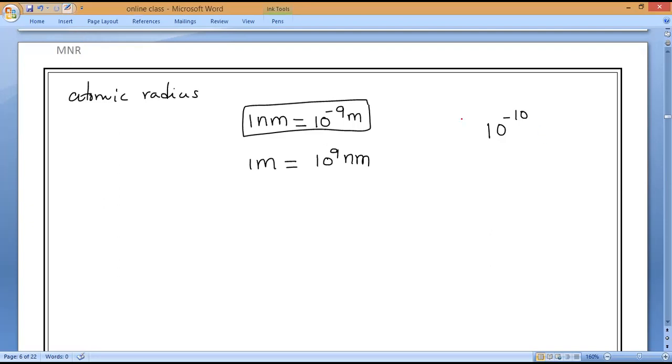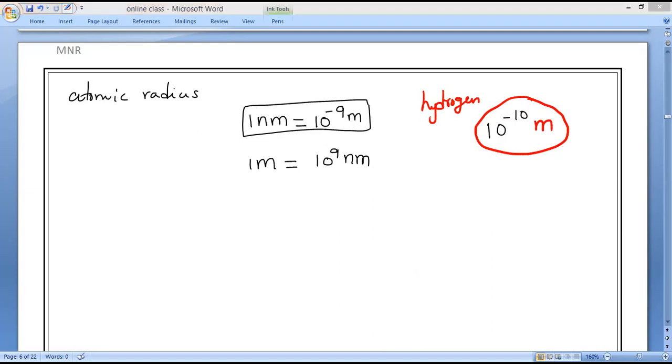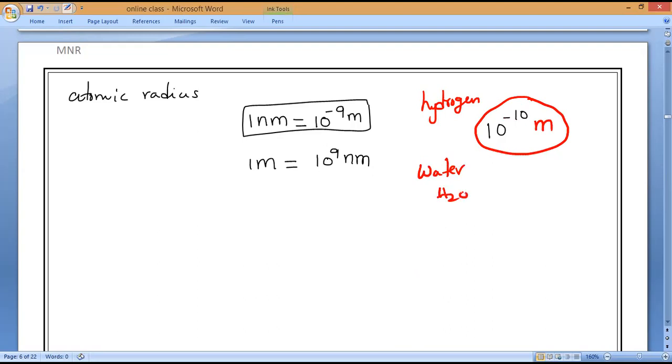If we take the hydrogen atom, as we know, the first well-known element for us is hydrogen. The size of the hydrogen atom is 10 power minus 10 meters. As Dalton said, do all atoms have the same size or different sizes? Different sizes. If we take a water molecule, H2O, what is its size? It is 10 power minus 9 meters.